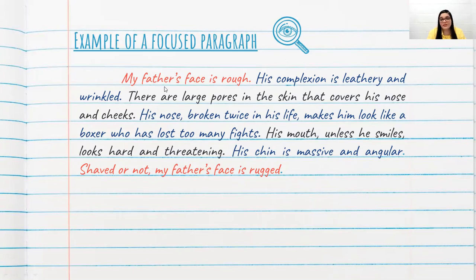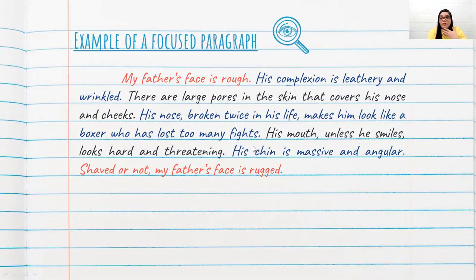What you see in the first and last idea is that the writer is describing physically what his father's face looks like. And in the details in the middle, you will see that he is going over the skin, his complexion. Then he covers this with his skin and pores. Then he moves to the nose, later to his mouth, and finally to his chin.